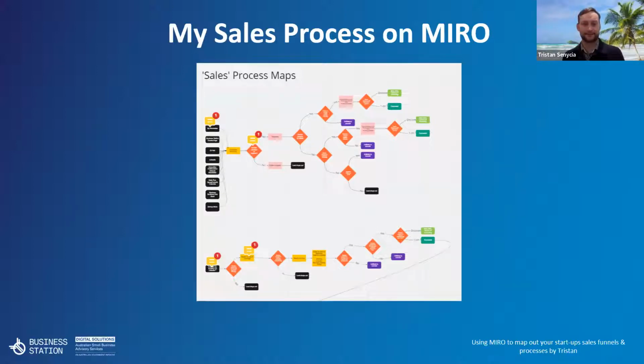So these are what my sales processes look like on MIRO, and we can open them in a sec. Actually, that might be quite beneficial. But effectively what they are is you've got your points of origination, or where you source your leads from, and then they go through this maze of different options, and then some of them convert and some of them fall through the cracks, right?